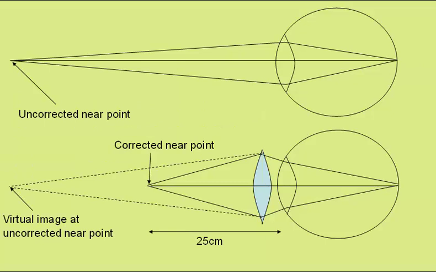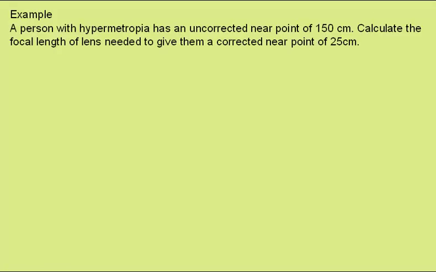So for a person with hypermetropia or long-sightedness, they might have an uncorrected near point here, whereas with normal vision the near point would be 25 centimeters from the eye. By using a converging lens, this person has a corrected near point of 25 centimeters. I'll just run through an example of correcting for hypermetropia. A person with hypermetropia has an uncorrected near point of 150 centimeters. Calculate the focal length of lens needed to give them a corrected near point of 25 centimeters.